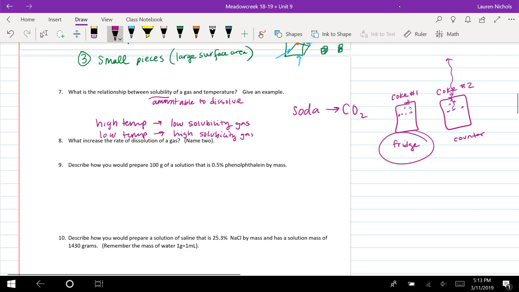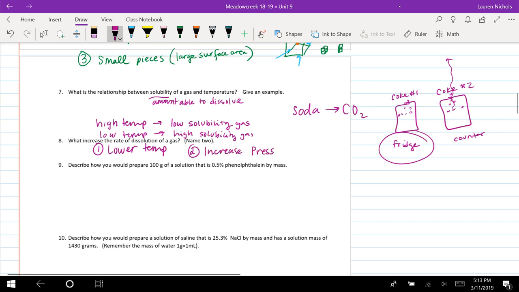And so if we want to increase how fast we can get that soda into the Coke, there are a couple things we can do. We can lower the temperature because we do not want the gas to escape. And the second thing we can do is increase the pressure.